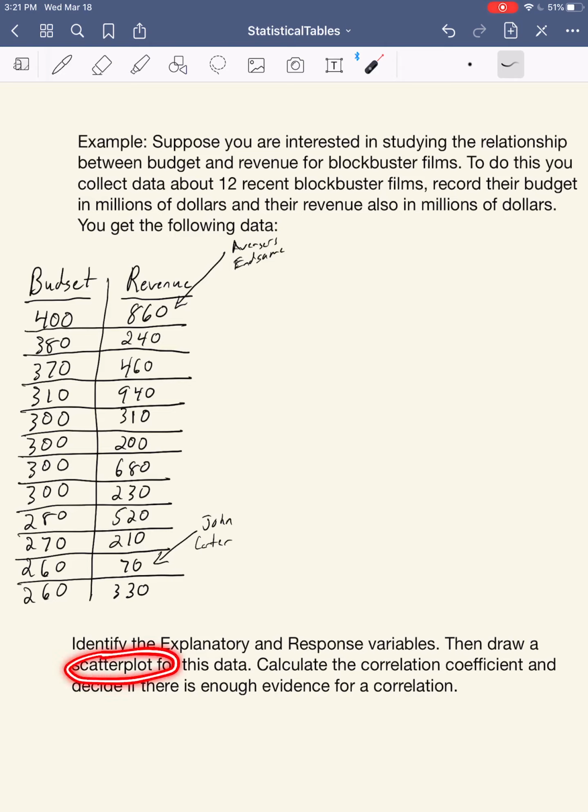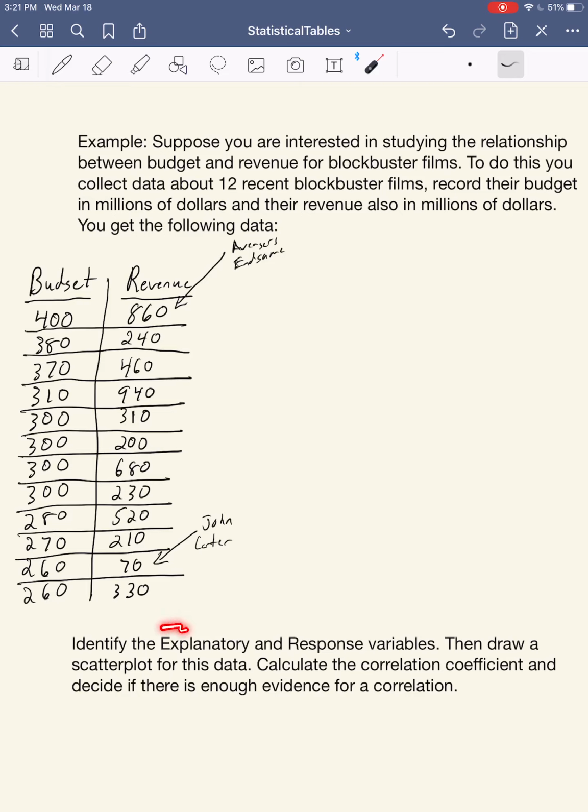Then we're going to go ahead and draw a scatter plot. And then as sort of the new piece, we're going to calculate the correlation coefficient, meaning that we're going to put this stuff into our calculator and actually go ahead and get that correlation coefficient. And then we're going to decide if there's enough evidence for a correlation. So a couple things to do with this.